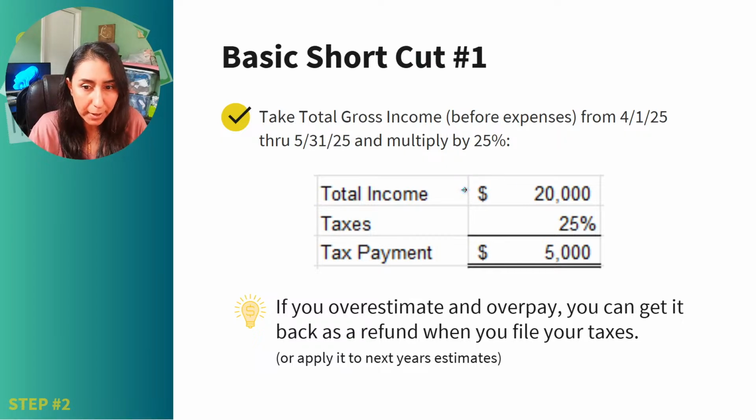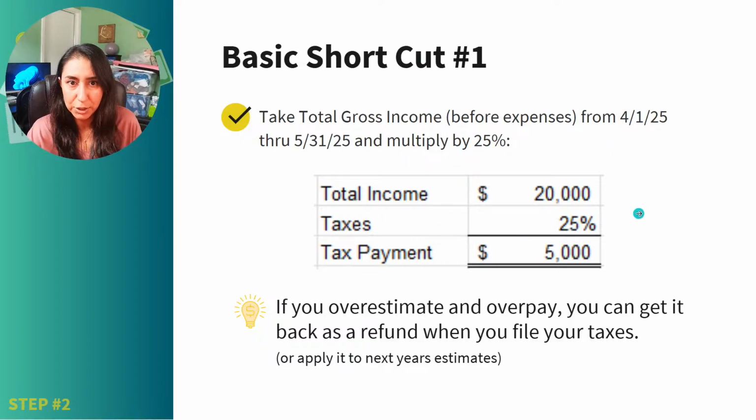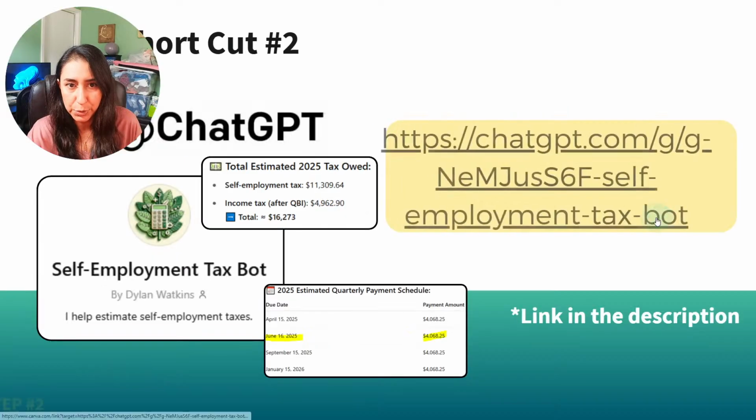But guess what? If you do overpay, you just get it back as a refund when you file your taxes later on. It can come back to you as a refund, or, spoiler alert, bad news again, you can apply it to next year's estimated taxes. Because guess what? It's a never-ending cycle when you're 1099. You have to pay it again next year. You have to make your estimates again in 2026. So if you overpay too much in 2025, this year, yeah, sure, get it back as a refund, but you're just going to have to pay it again as estimates in 2026. So you have the option. But this is the basic shortcut. Okay? Let's go to the easy shortcut.